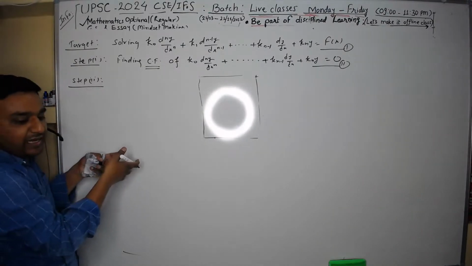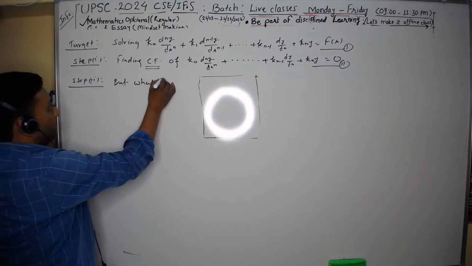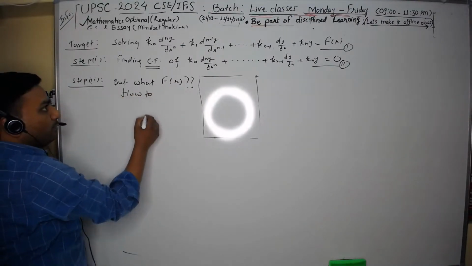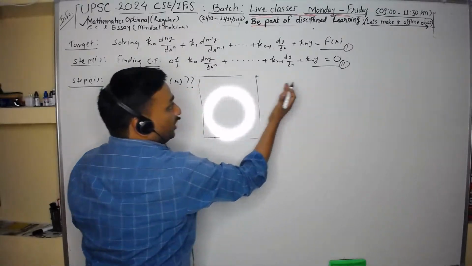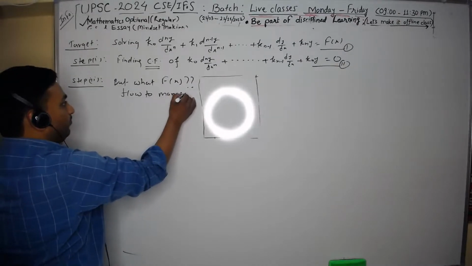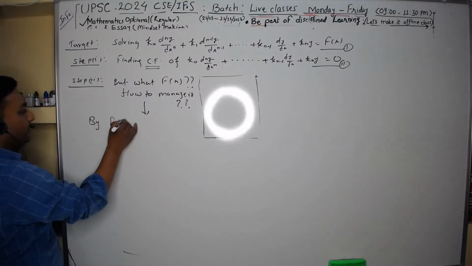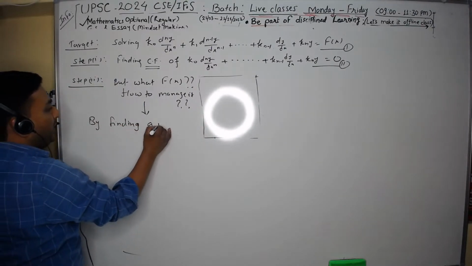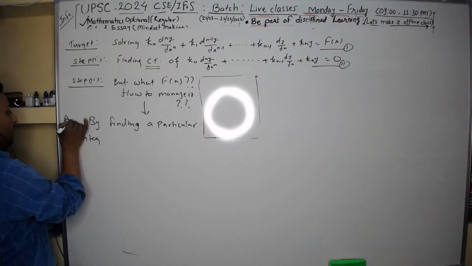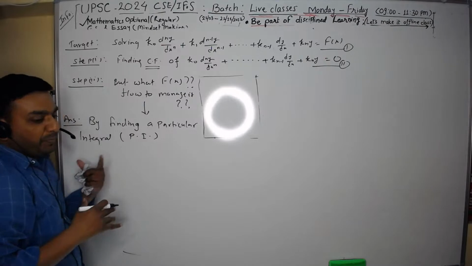Now, the after-the-break class starts. But what about f of x? How to manage this? Because CF is only depicting the homogeneous part, when RHS is 0. How to manage it? By finding a particular integral, which in short you call PI.